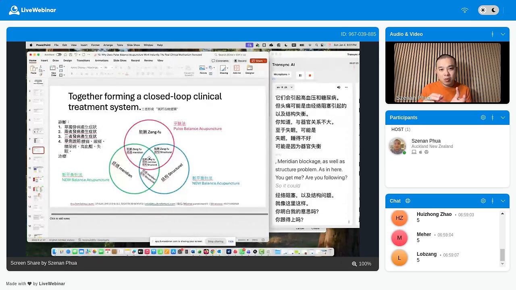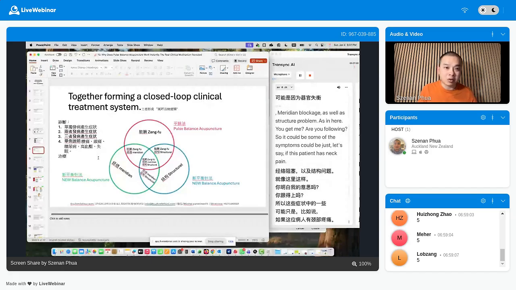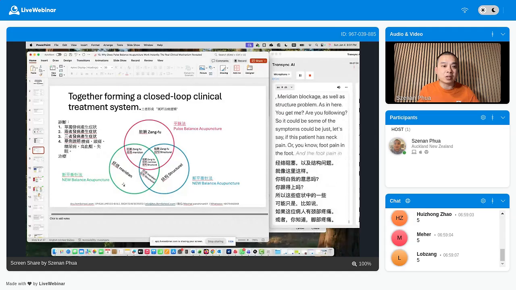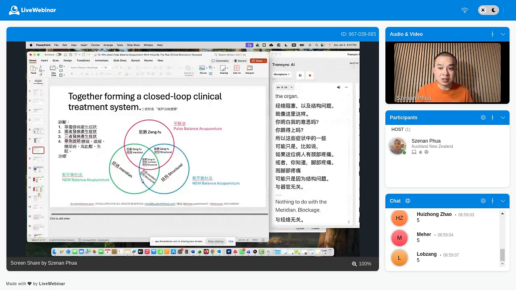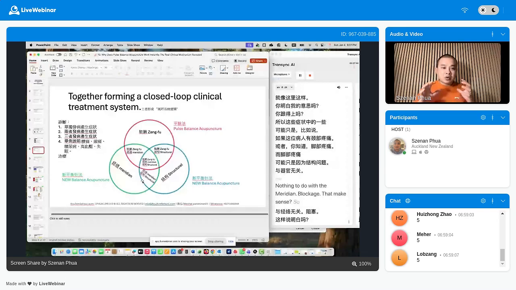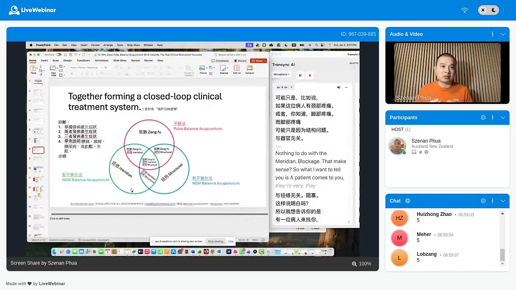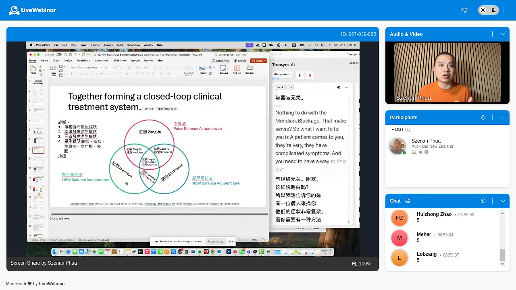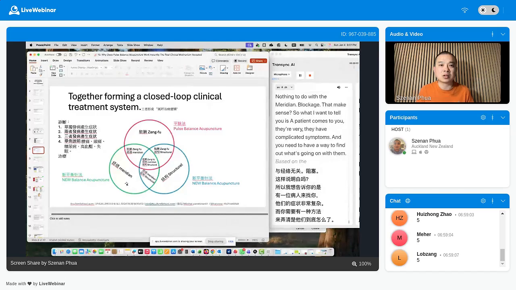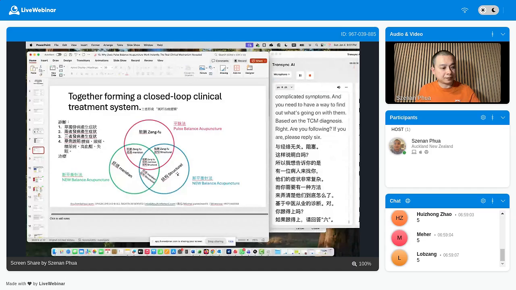So some of the symptoms could be just, let's say, if this patient has neck pain or pain in the foot, and the foot pain could be just from the structure, nothing to do with the organ, nothing to do with the meridian blockage. That makes sense? So what I want to tell you is, a patient comes to you, they have complicated symptoms, and you need to have a way to find out what's going on with them based on the TCM diagnosis, right? Are you following? If you are, please reply 6. I'm going to go slow, okay, very slow.